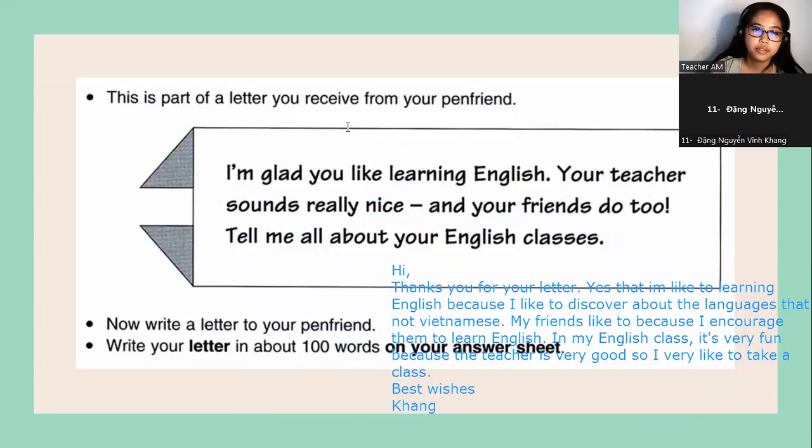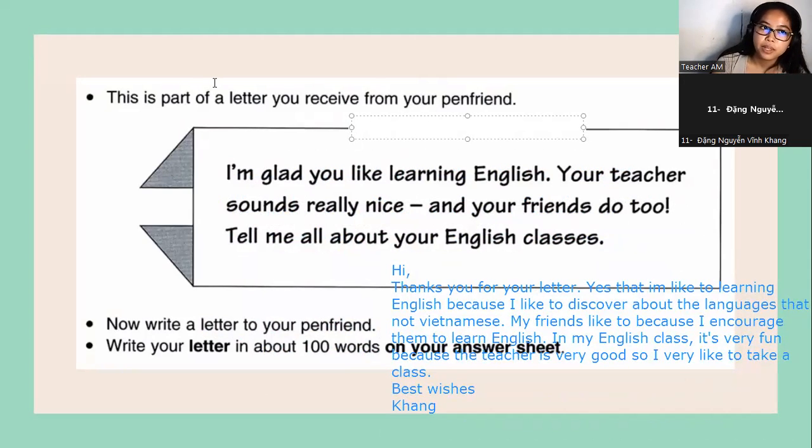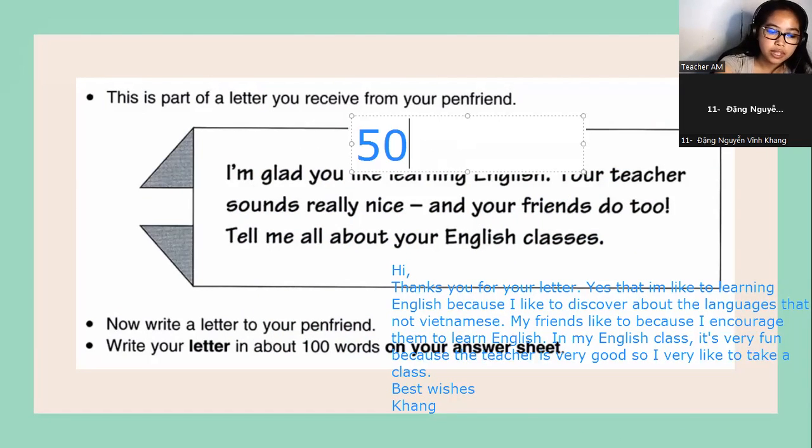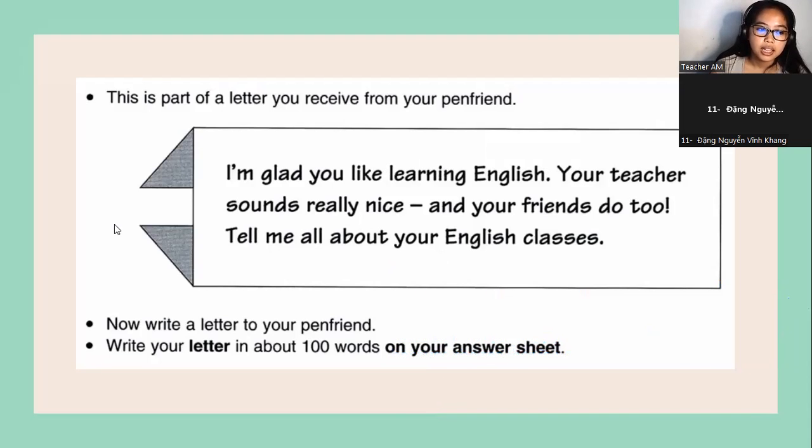I'm going to give you 50 out of 50, because you were able to state why you like English and why your friend likes English too. And I like it because you said you encourage them to learn English, and you stated why you need to study English, which is because you want to discover about the languages that are not Vietnamese. Okay, so I like your mentality, Vin. So for that, I'm going to give you 50 out of 50. Okay, so great. So now, Vin, let's proceed.